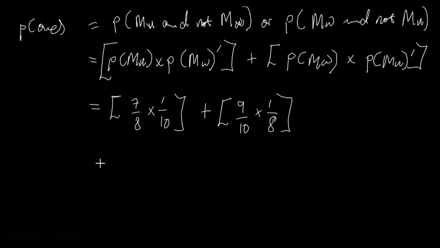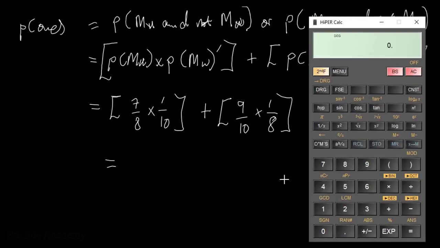So right here, this is what we have. If you're allowed to have a calculator, you can just do this on your calculator. That is 7 over 8 times 1 over 10 plus 9 over 10 times 1 over 8. We can do this step by step, or you can just do everything on your calculator. For the sake of step-by-step instructions, we're going to say, okay, 7 over 8 times 1 over 10.